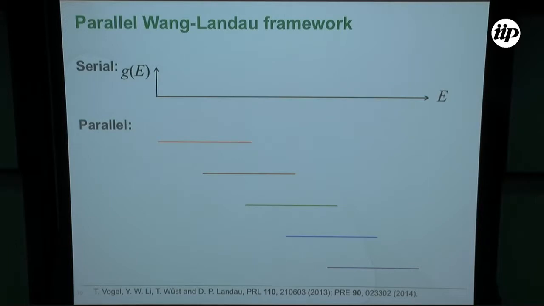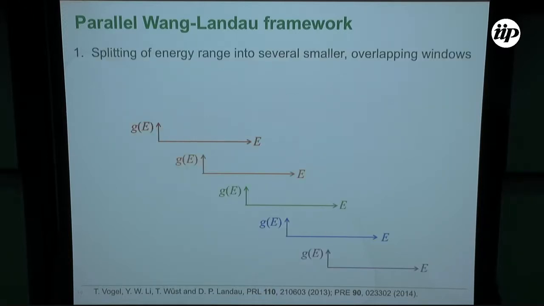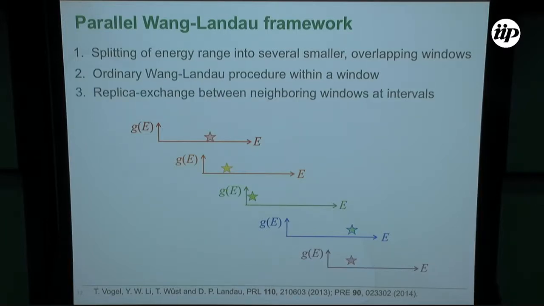Let's say we know the entire energy range already at the beginning, and then we divide this entire energy range into a few smaller ranges. Then we run the Replica-Exchange Wang-Landau sampling with these smaller energy ranges, but they need to overlap. You cannot chop them into pieces that don't overlap, because we need the overlap for the communication later. And then you just do normal Wang-Landau sampling within one energy window. Then from time to time, we have to exchange the replicas.